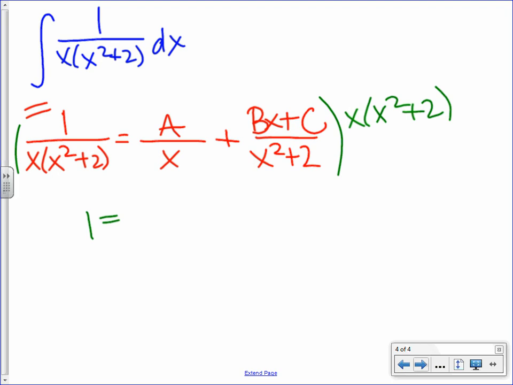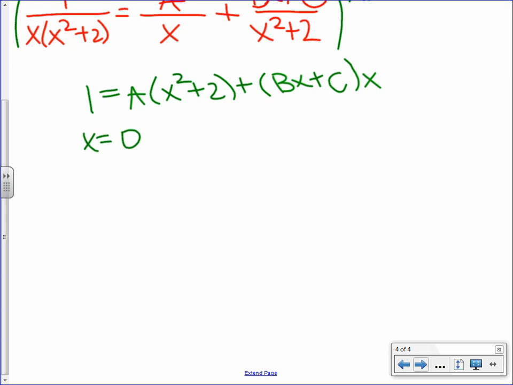So we have 1 equals a times x squared plus 2 plus bx plus c, the quantity, times x. I suppose we plug in square root of 2 times i. Okay, that's not a real number. I suppose we plug in zero. Zero works too. So we get 1 equals a times 2.